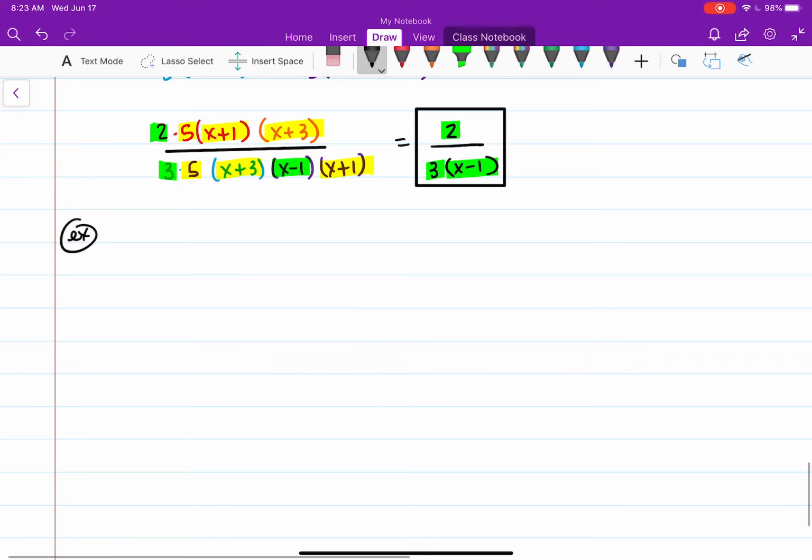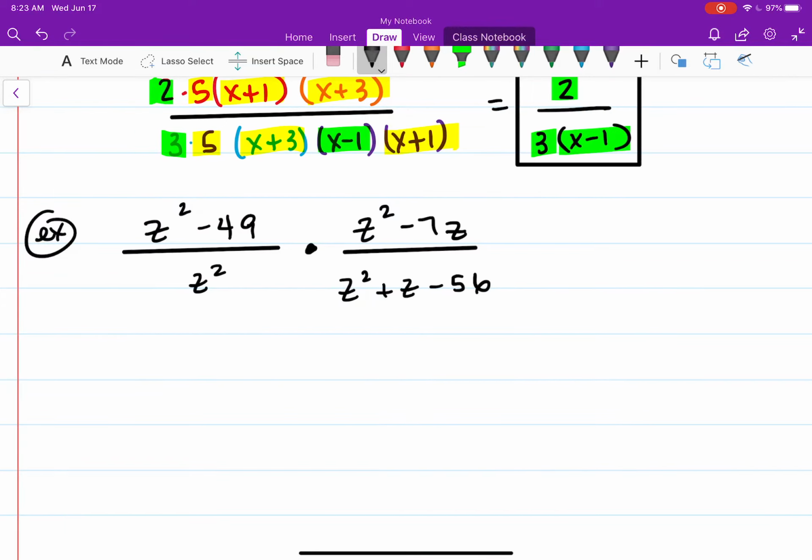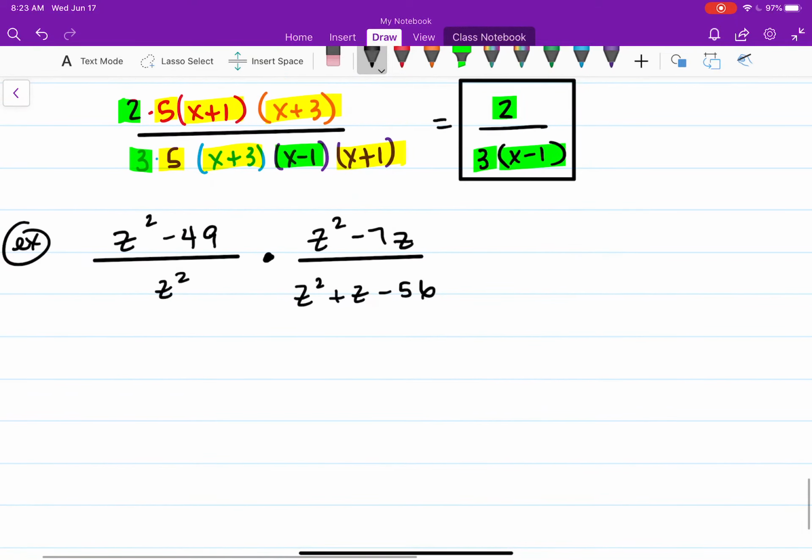So let me see here. I might have z squared minus 49 over z squared times z squared minus 7z over z squared, oh boy, plus z minus 56. Oh boy. Okay, so let's do this again.